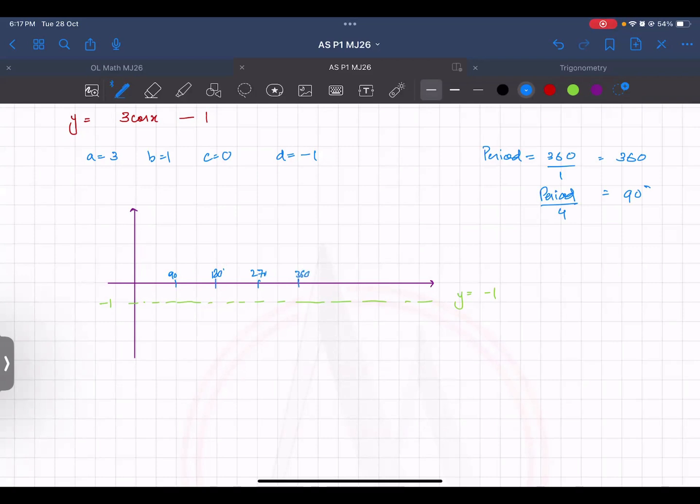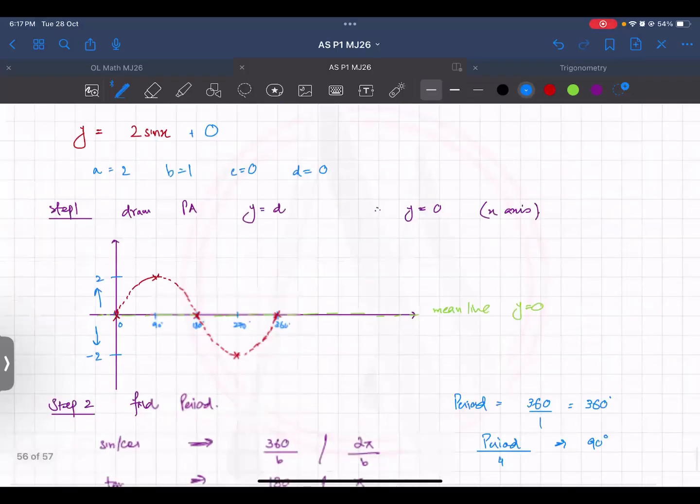Then amplitude. Amplitude is, I told you, plus the mean line and minus the mean line. So amplitude is 3. So minus 1 plus 3 is 2, and minus 1 minus 3 will be minus 4. So maximum is 2, minimum is minus 4. And what more? Now it is the graph of cos.